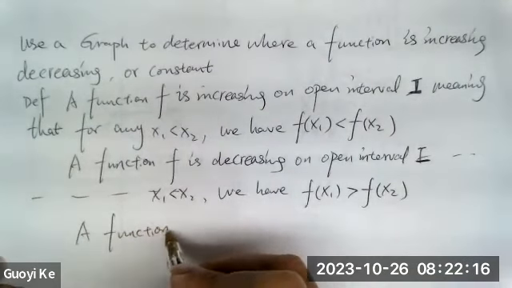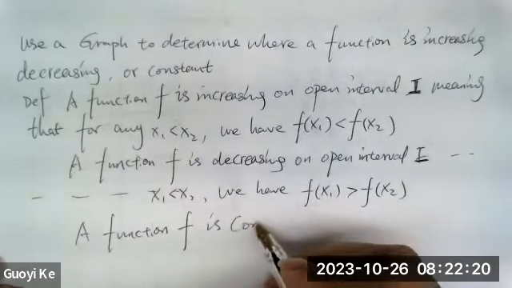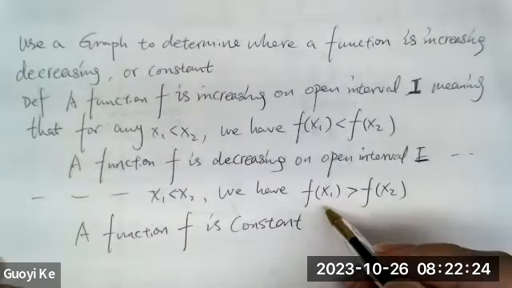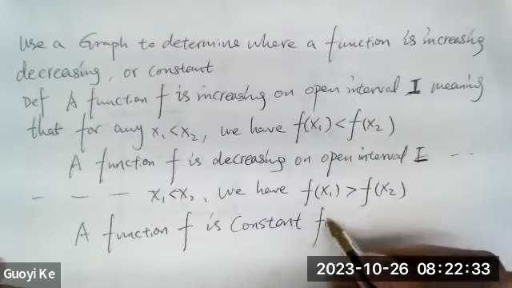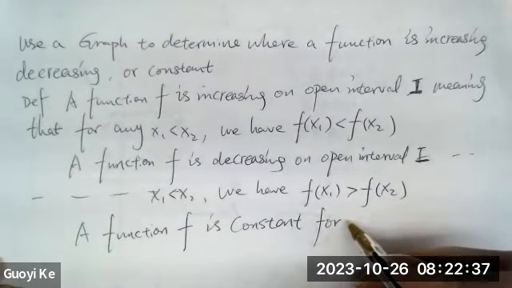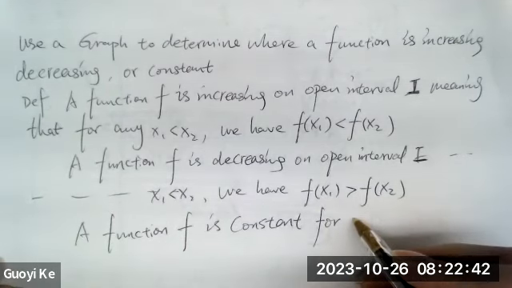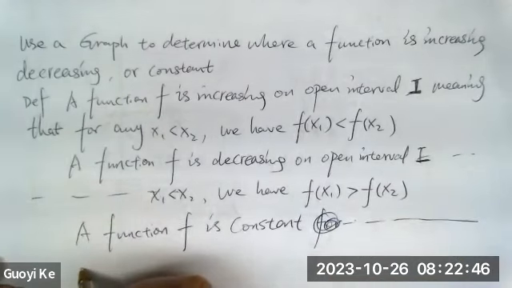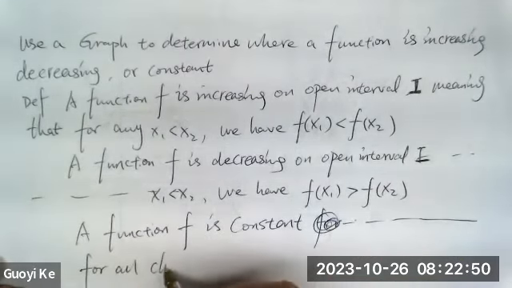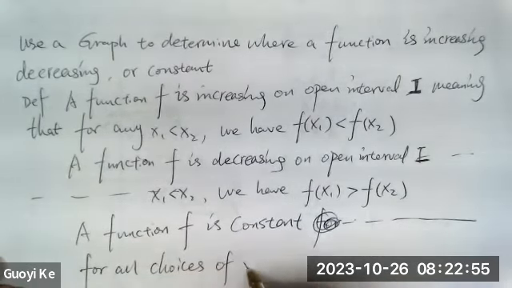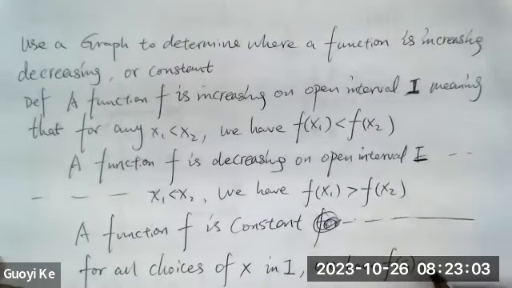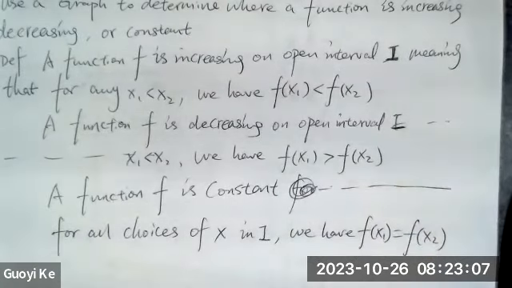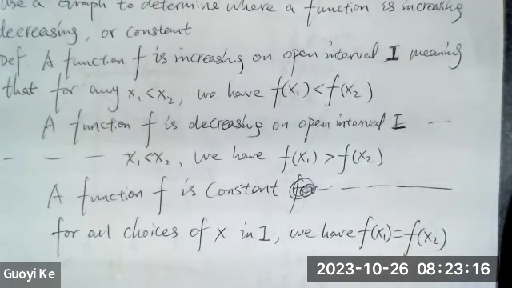A function f is constant on I if for all choices of x in I, we have f(x1) equals f(x2).